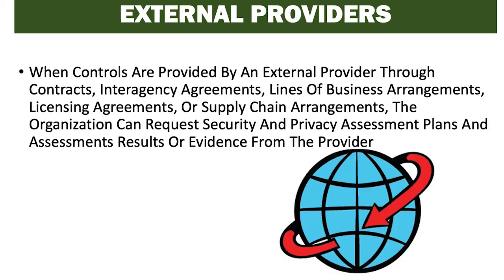When the controls are provided by an external provider through contracts, interagency agreements, lines of business agreements, licensing agreements, or supply chain arrangements, the organization can request the security and privacy plans and assessment results or evidence from the provider. So when we're getting controls being provided by an external provider, we want to make sure that that provider can also provide us evidence of how the controls are implemented.